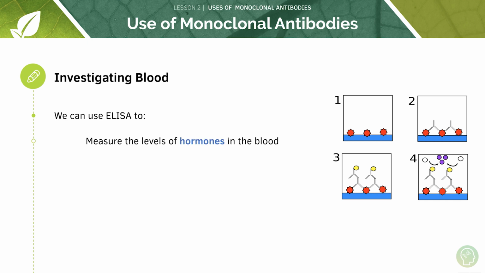So we can use ELISAs to measure the levels of hormones in the blood, and also to detect presence of specific pathogens in the blood. In the same way, when we say measure the levels of hormones in the blood, monoclonal antibodies can be made that are complementary to certain hormones. So this is kind of how the pregnancy test worked as well. We had a monoclonal antibody that was complementary to HCG in the urine. And in terms of detecting pathogens, monoclonal antibodies can be made that are specific to a particular pathogen and can be used to identify the presence of this pathogen within the blood.